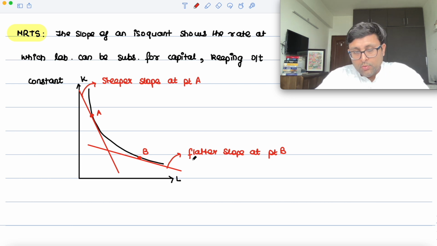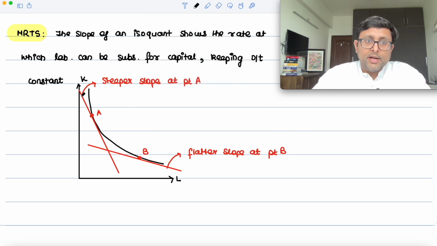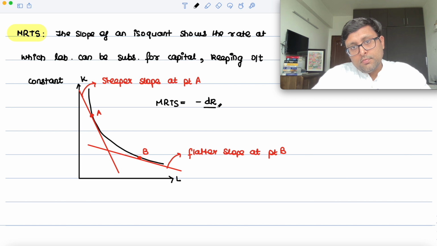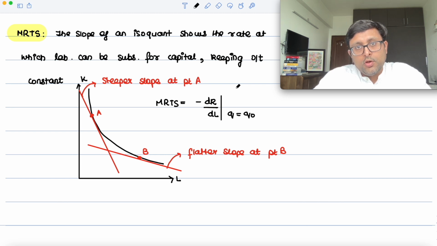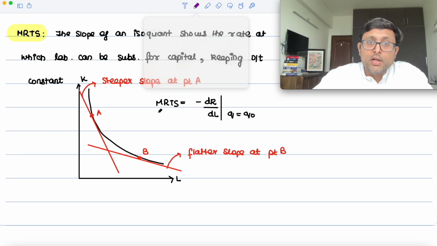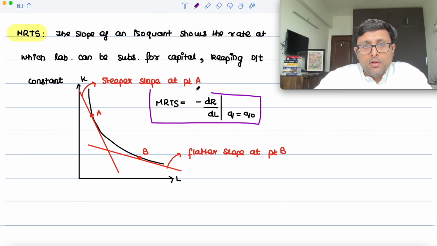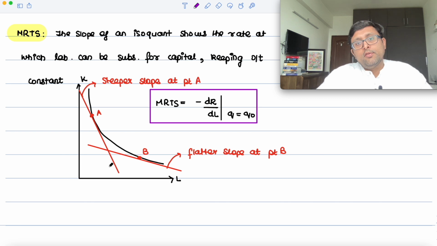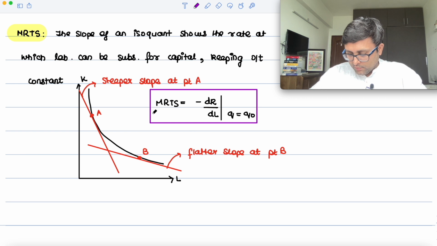But that is something which I'll do in the next class. But just think about it. So how can you write MRTS? If you just want to find out the slope of this, that is just minus dk by dl, of course, at Q equals Q naught, I mean, Q naught is given, for a given level of output. So MRTS is the negative of the slope of an isoquant.